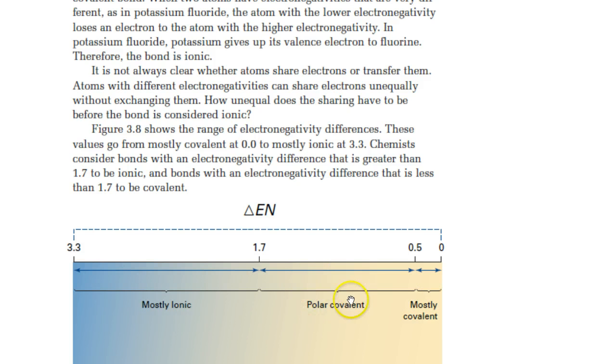Towards the middle we've got polar covalent bonds, and at the far left we've got mostly ionic bonds. You have a nice set of PowerPoints that summarize this. I recommend you take a close look at those.